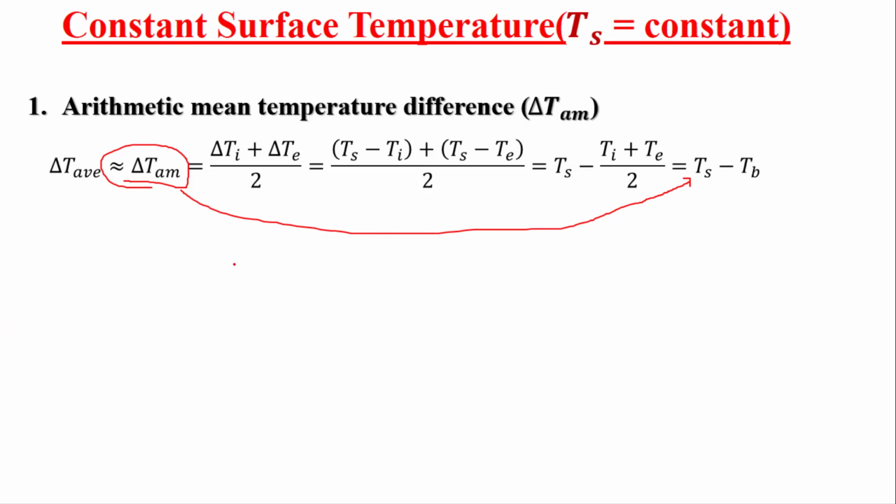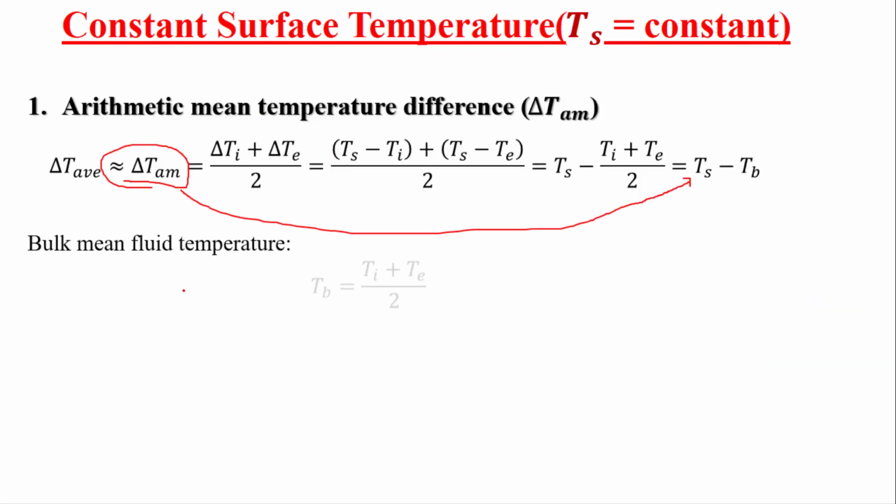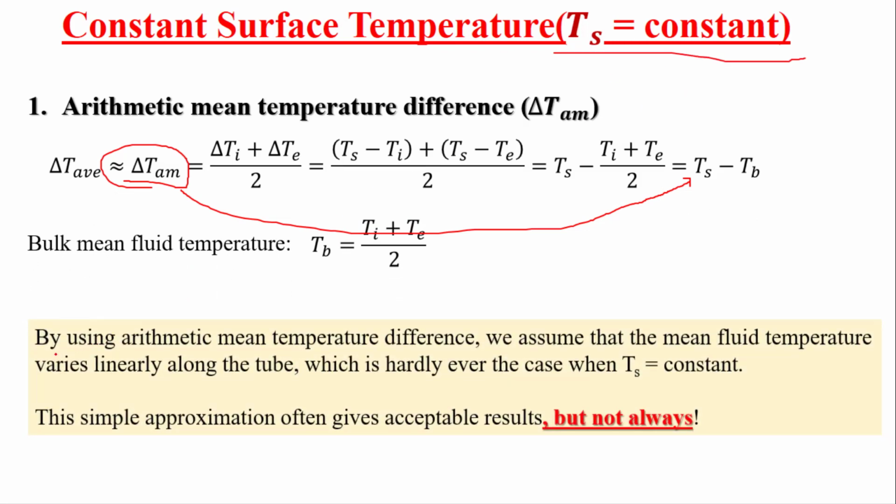Now, I'll go back to the previous slide. Instead of delta T arithmetic, this is h multiplied by As multiplied by Ts minus T bulk. This is if we have a constant surface temperature. By using the arithmetic mean temperature difference, we assume that the mean fluid temperature varies linearly along the tube, which is hardly ever the case when Ts is equal to constant.